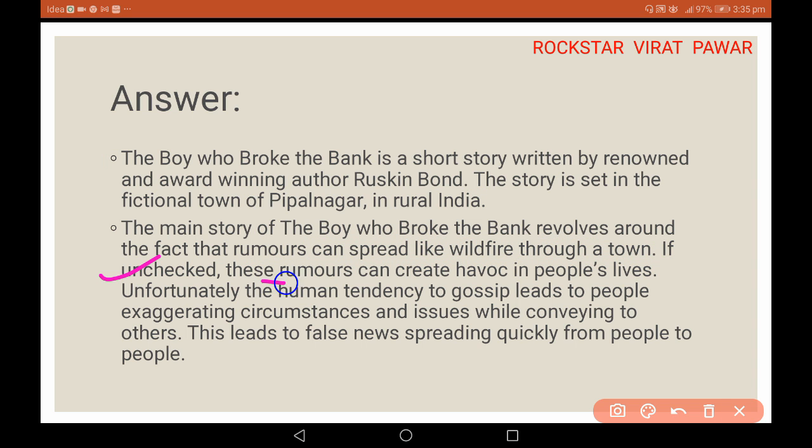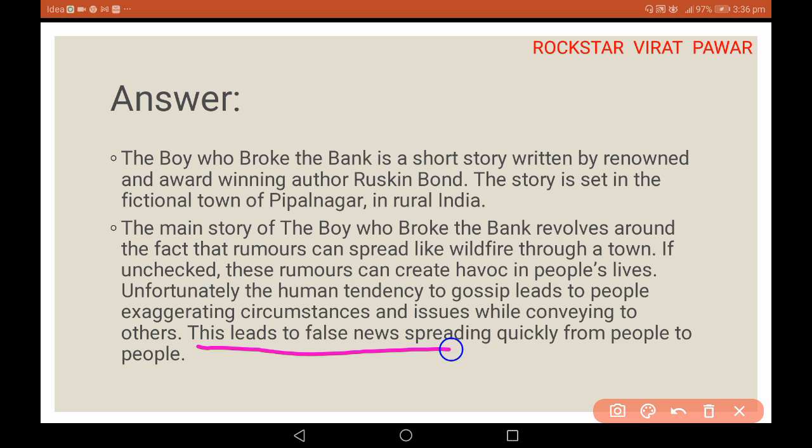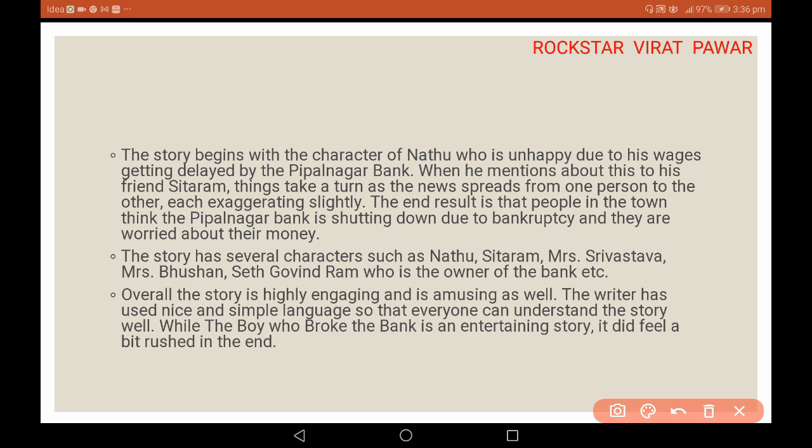If unchecked, these rumors can create havoc in people's lives. Unfortunately, the human tendency to gossip leads to people exaggerating circumstances and issues while conveying them to others. This leads to false news spreading quickly from people to people.